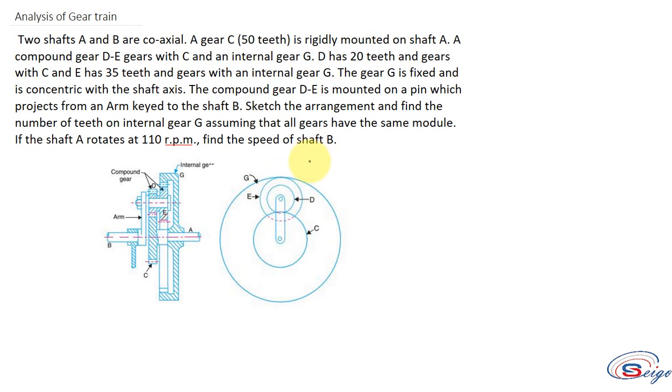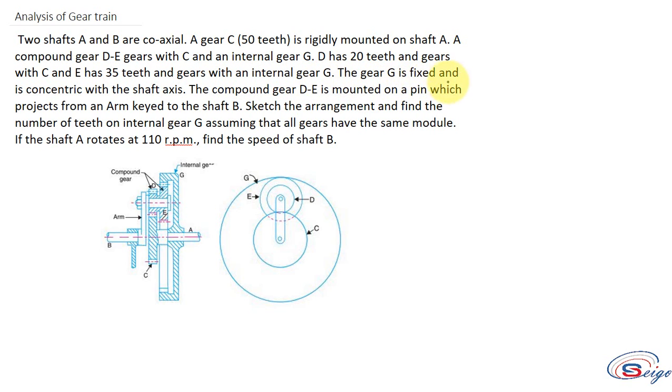Today we are going to discuss the analysis of an epicyclic gear train. So here the question is, two shafts A and B are coaxial. A gear C with 50 teeth is rigidly mounted on shaft A. A compound gear DE gears with C and an internal gear G. D has 20 teeth and gears with C, and E has 35 teeth and gears with an internal gear G.